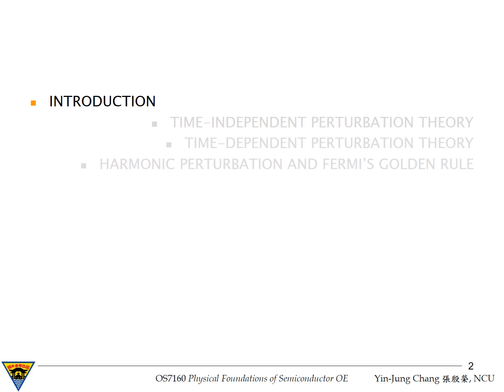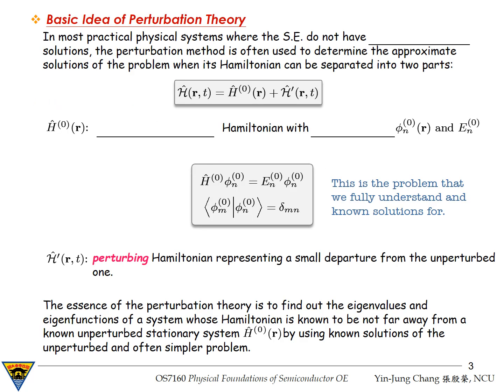So as we go through the chapter, I would like you to keep one key phrase in mind: small departure from a known system. If the departure is sufficiently small, perturbation theory is often the most efficient and physically transparent approach. Let's now state the formal starting point of perturbation theory. In many practical physical systems, the Schrödinger equation does not admit an exact analytical solution. However, if the Hamiltonian can be separated into two parts, then the problem may become tractable.